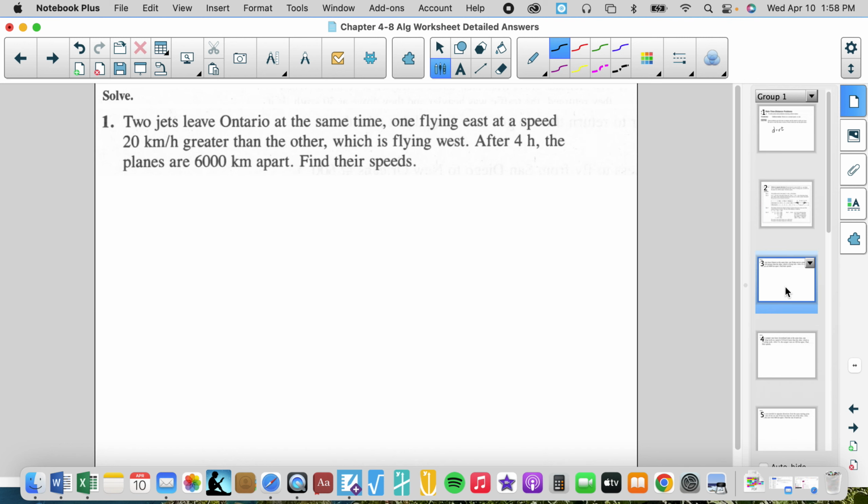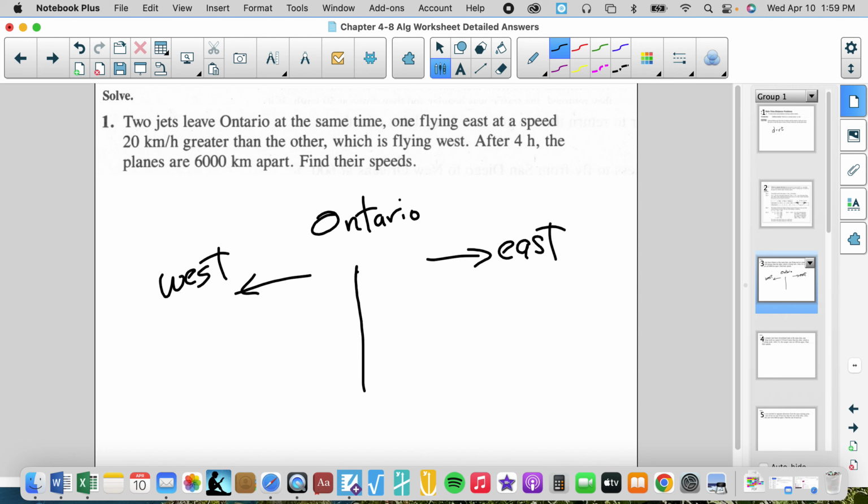2 jets leave Ontario at the same time, one flying east, one flying west. So we always want to read the problem first. So here we have Ontario. One is flying west. Yes, that's the western direction. The other flying east. So they start at the same place. This is going to be distance equals rate times time. And we have this situation.